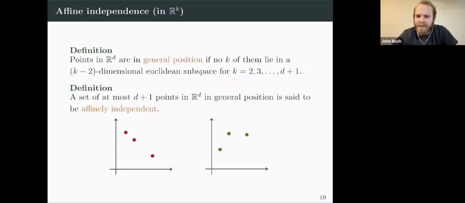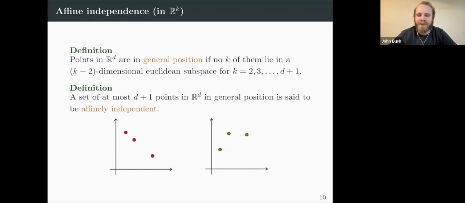And it turns out that there's a convenient map to use in a lot of situations to find such an embedding. It's called the moment curve map. And I'll define that on my next slide. But before I define it, I just wanted to have a reminder of what it means for points in Euclidean space to be in general position.